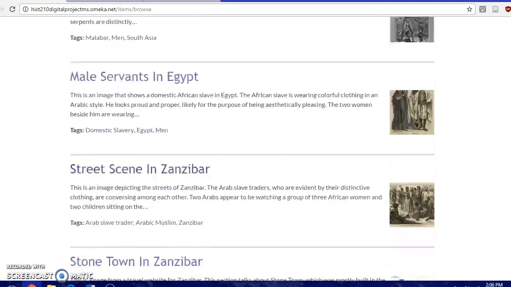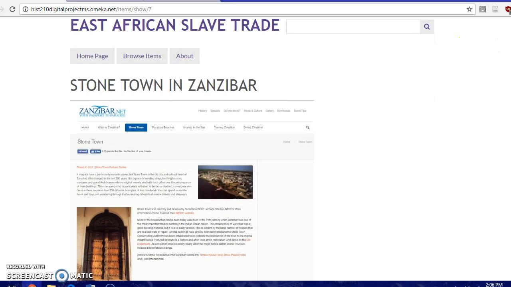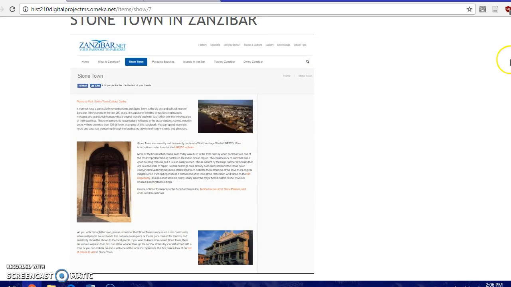So the next item we will be looking at is called Stone Town in Zanzibar. So right here we have a web page from Zanzibar.net. This is a travel website advertising the Stone Town in Zanzibar. What makes this webpage so interesting is how they deal with advertising this historical site, which was directly involved in the East African slave trade. This historical site was actually declared a World Heritage Site by UNESCO.